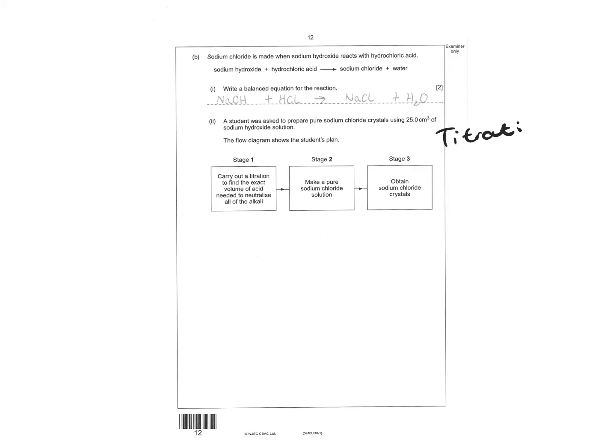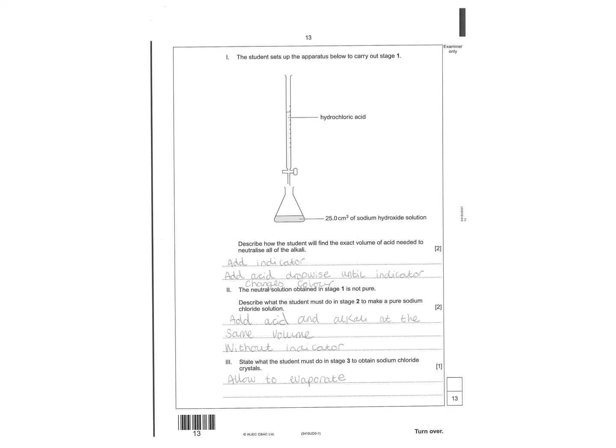This is a titration. So the titration, and there's a bit of the apparatus used in stage 1. Describe how a student would find the exact volume of acid needed to neutralise all alkali. Add indicator, add the acid drop by drop until the indicator changes colour, and then you can record the temperature on here.